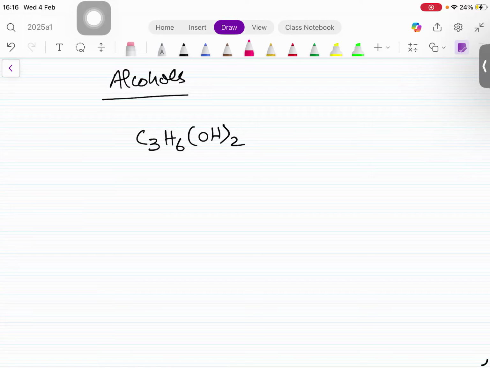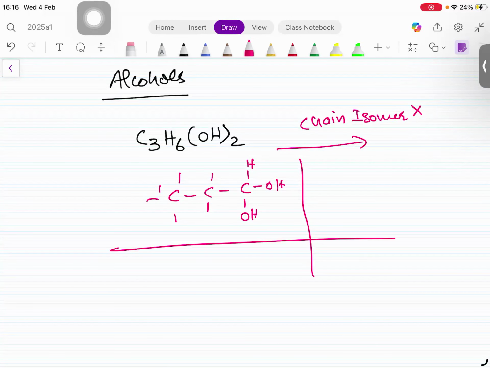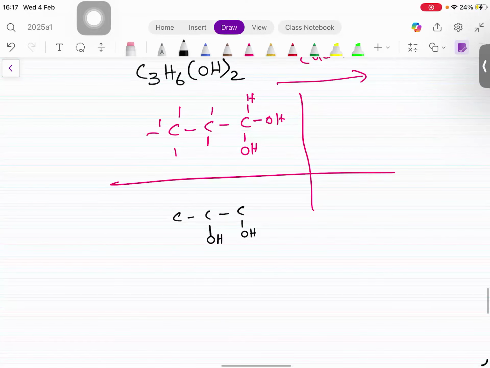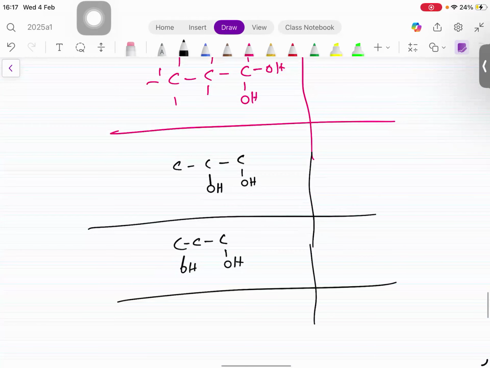OH twice means diol. Okay, here we go. There is no chain isomer for this. Position isomers again: this is propane-1,1-diol. It could be propane-1,2-diol. It could be propane-1,3-diol. And then it could be propane-2,2-diol.